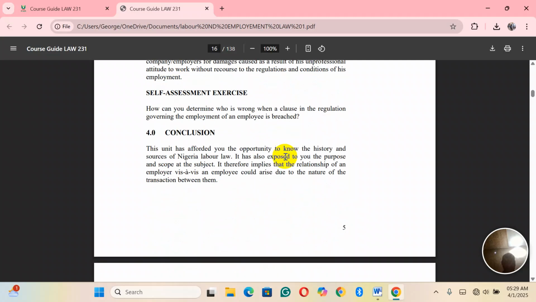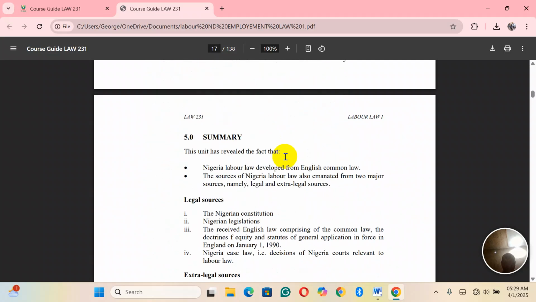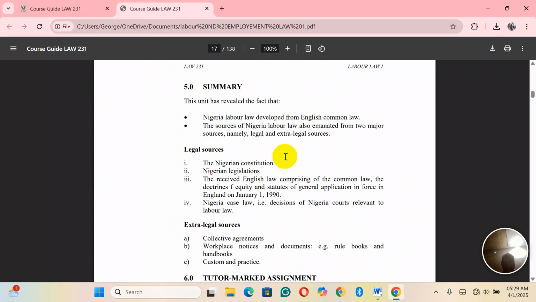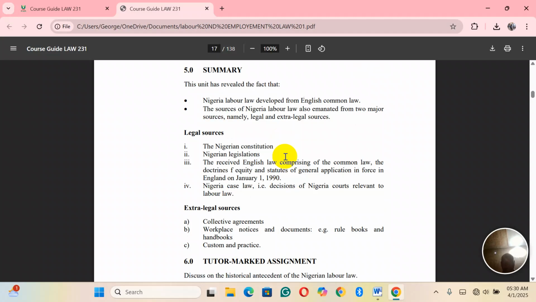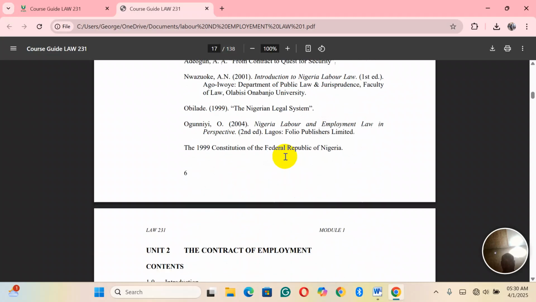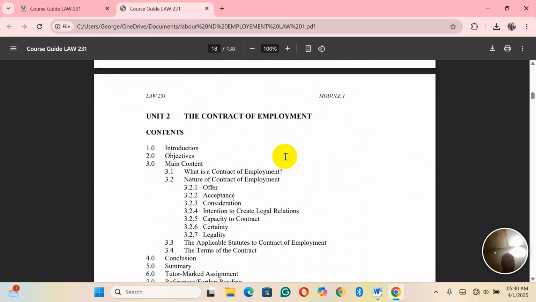And we are also looking at the legal sources. We're looking at the Nigerian Constitution, the Nigerian legislation, and the received English law. We've talked about that, and we are moving on now to look at the concept of employment.